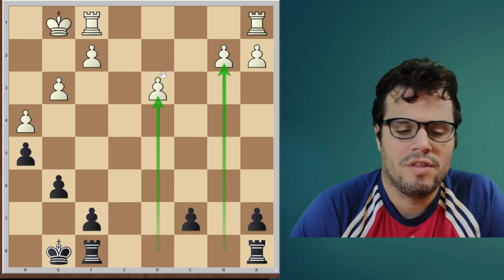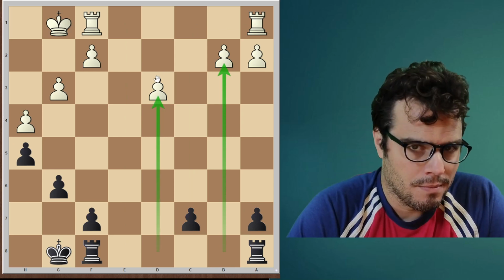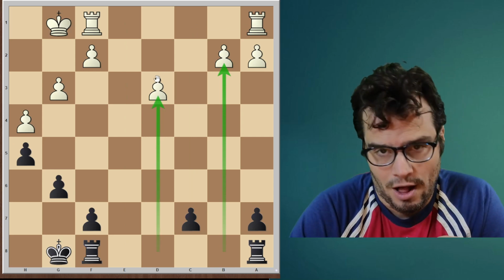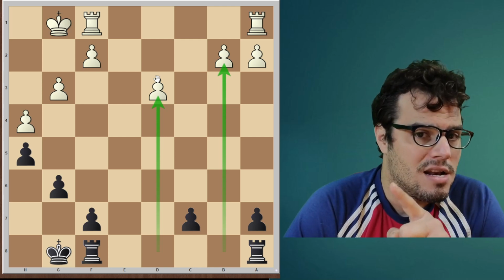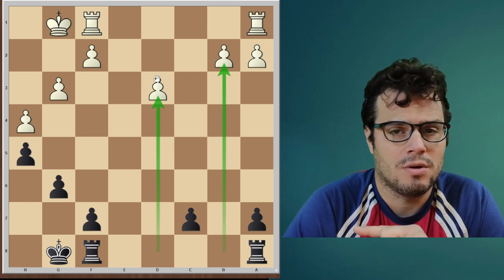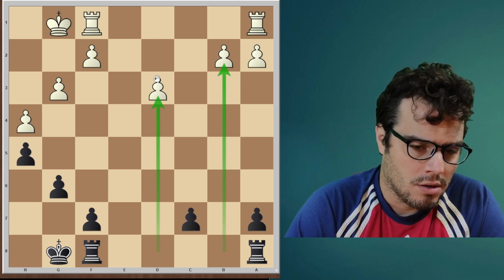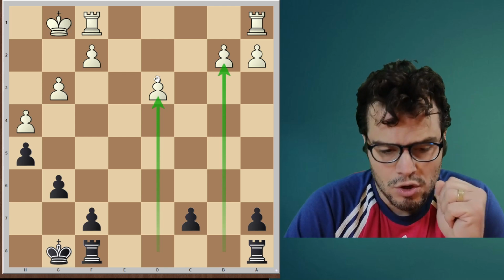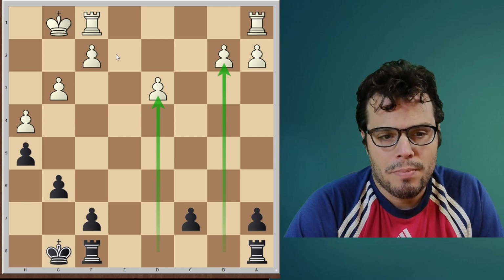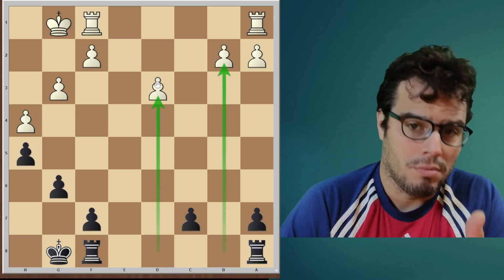We have two different semi-open files, as you can see: one on the D file and another one on the B file. One of them is actually a good semi-open file, and one of them is not so good, or at some point is going to be bad. Can you guys tell me which one is the bad one? Well, you can look by seeing which pawns are possibly protected by other pawns.